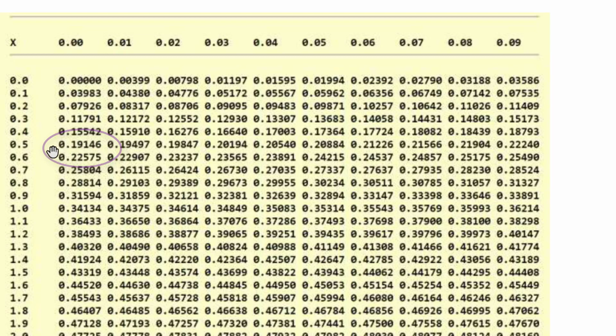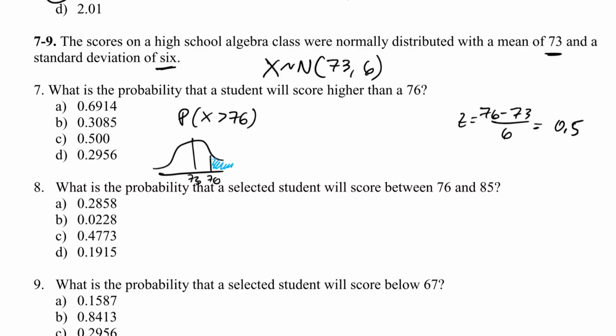0.19146. That's the area. Okay, so coming back to my curve, where does that show up on my curve? That number is 0 up. So that would be 0 up to that number. So this number here is 0.19146. So the area I'm looking for is this blue part, not the gold.